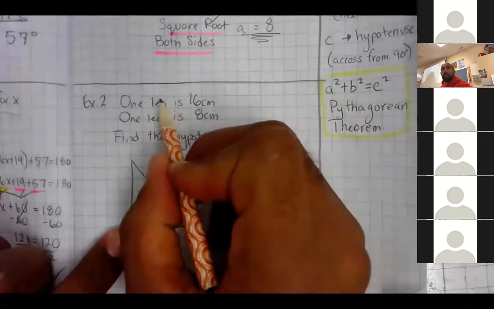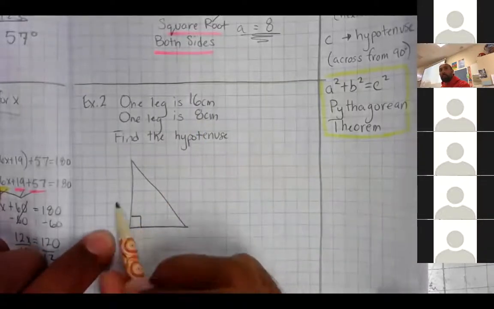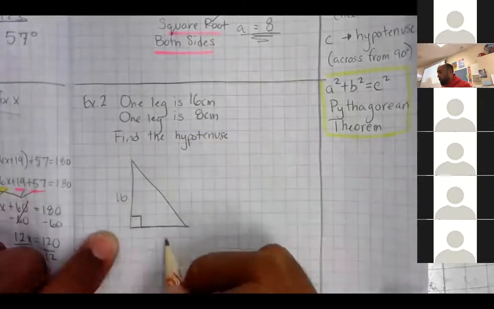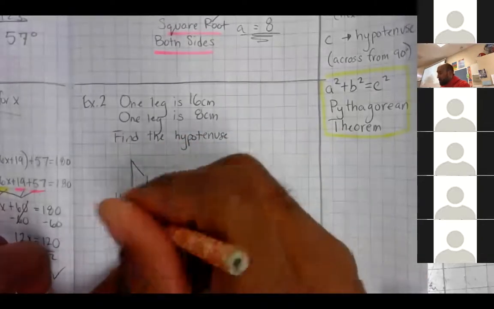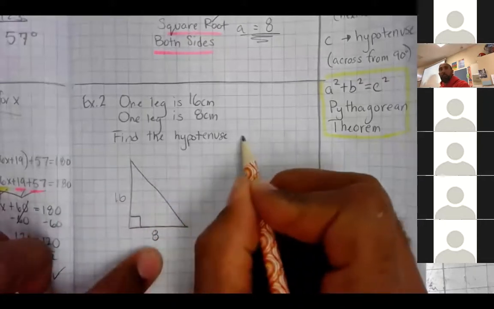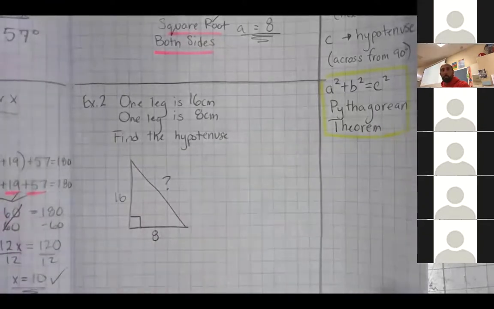Okay, now remember the legs are the two sides that are next to the 90. So that means that you could put 16 here, or you could put 16 here. It doesn't matter, as long as those numbers are the legs. And then it's asking you to find the hypotenuse, this side. So that's what we're looking for.